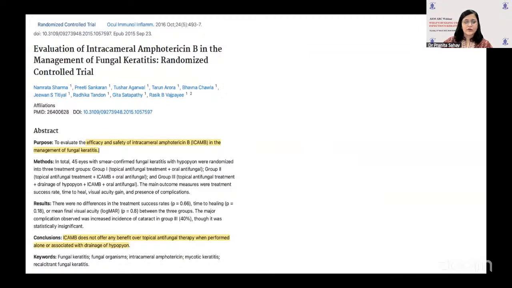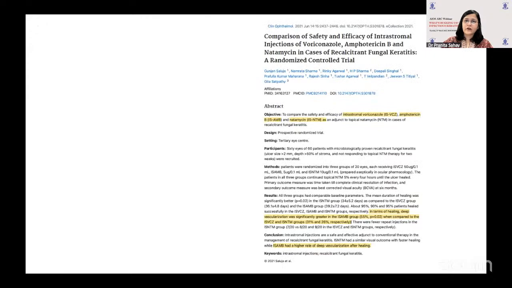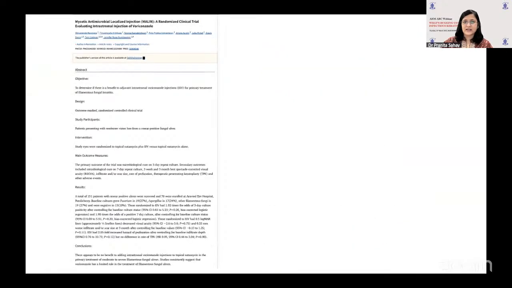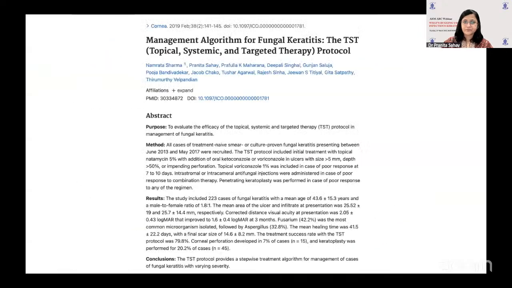Now, various studies have reported that with the intracameral injection of amphotericin B, the intraocular inflammation worsens, and because of that a lot of surgeons have now shifted only to intracameral or intrastromal voriconazole injection. Recently, natasol is something that has also been tried as an intrastromal injection.